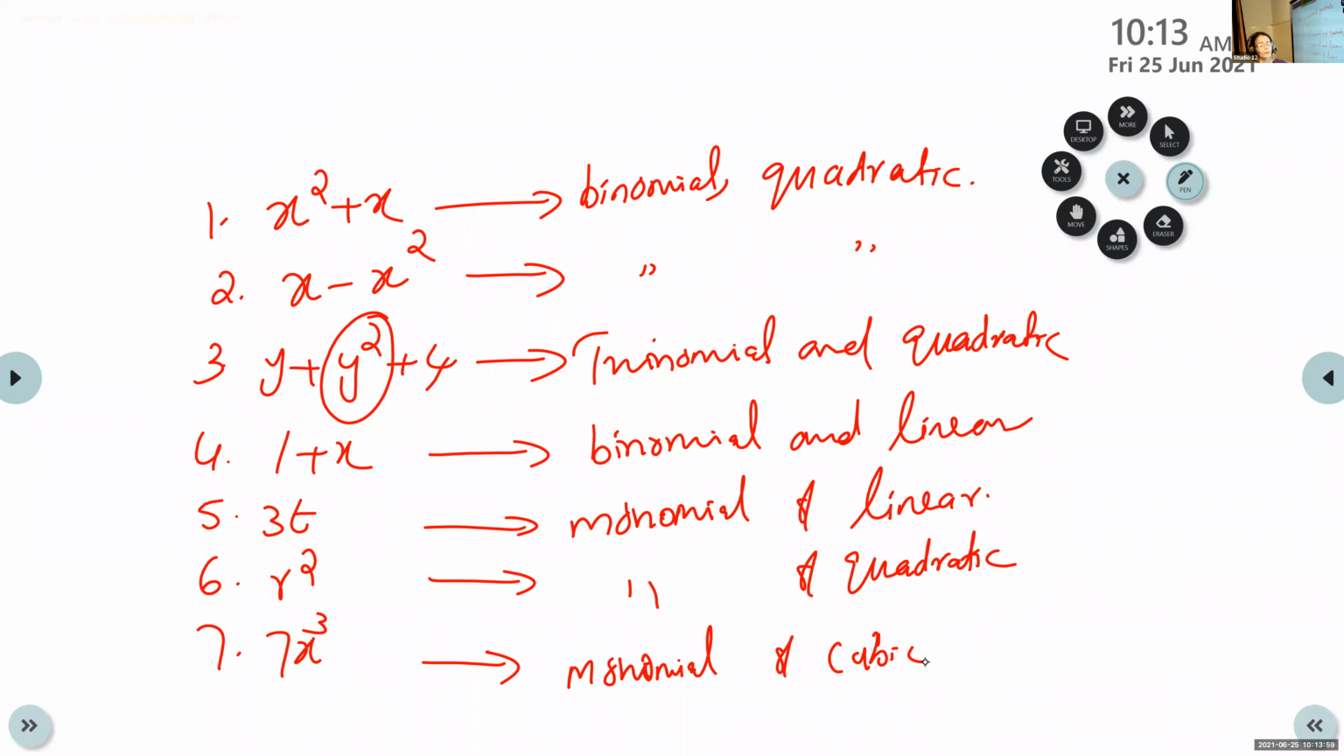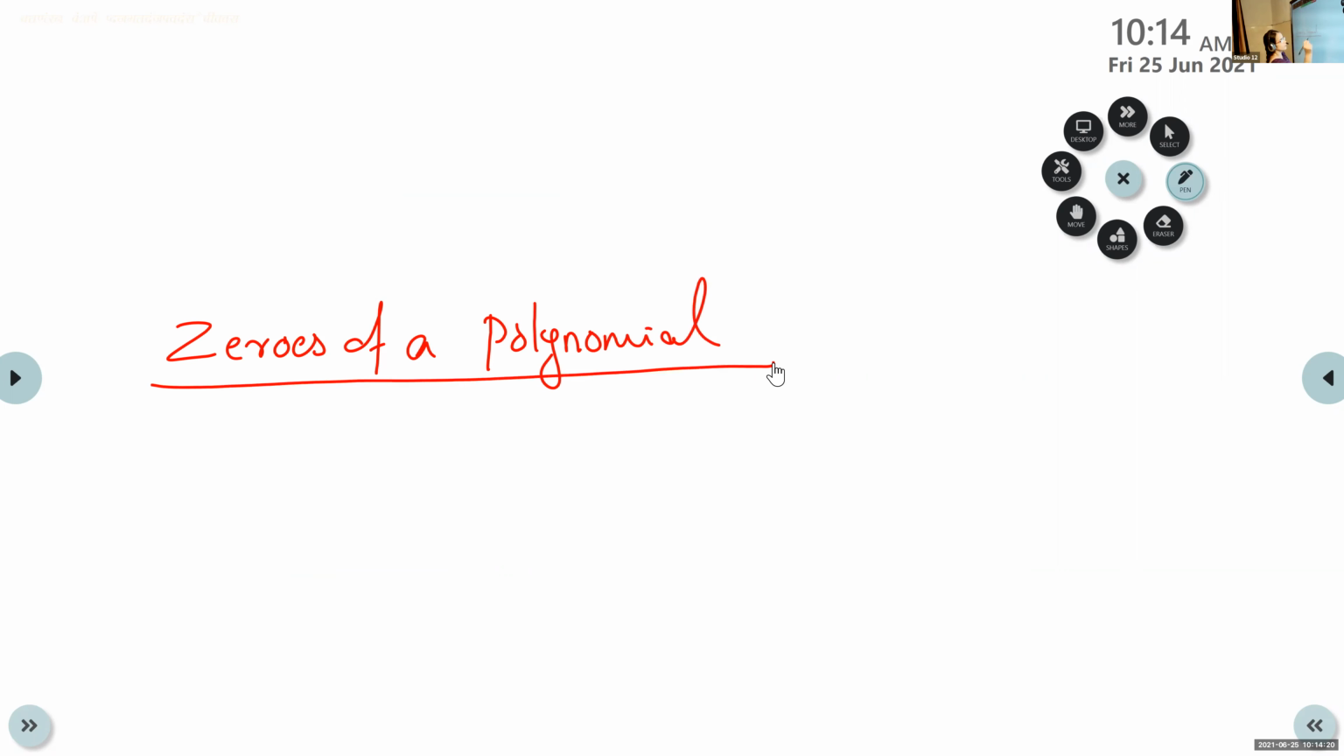Next, so write next heading as zeros of a polynomial. Very important topic. Zeros of a polynomial.